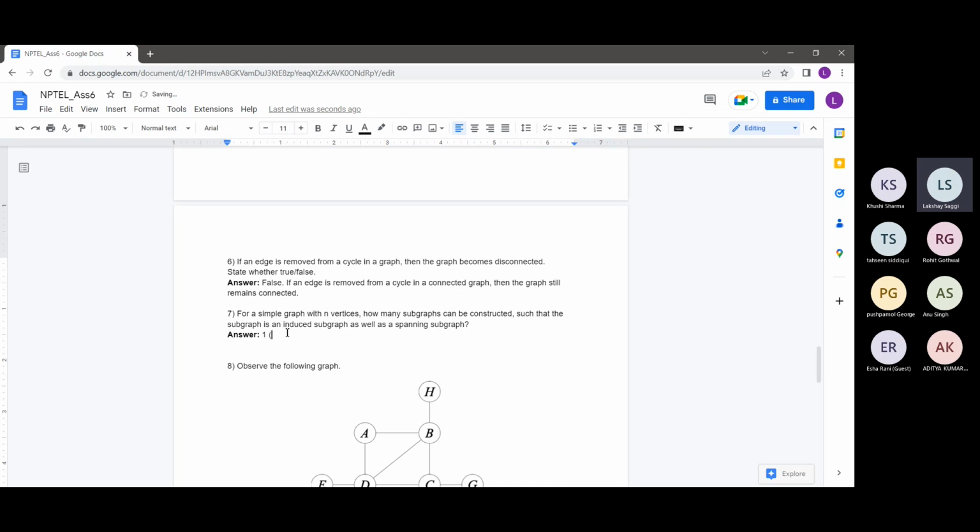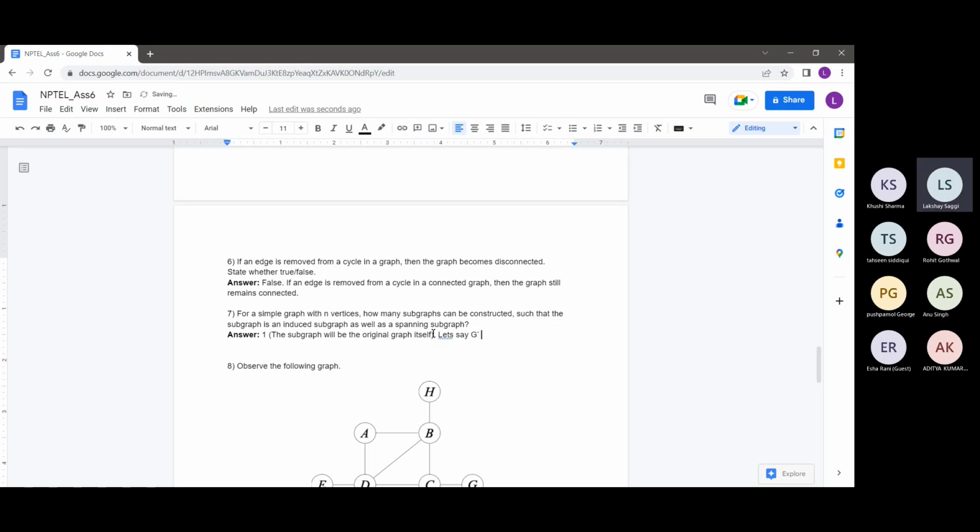And what subgraph will it be? The subgraph will be the original graph itself. So why is this the case, guys? Basically, a subgraph which is an induced subgraph as well as a spanning subgraph will be the original graph itself. That's what we are claiming. And why is this the case? This is the case because it can be informally seen as follows.